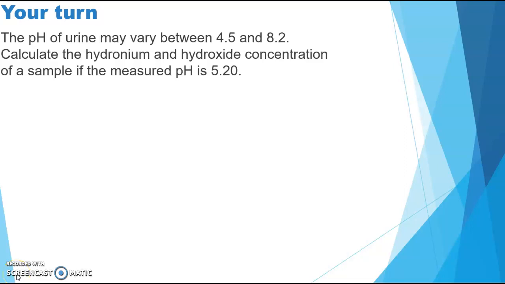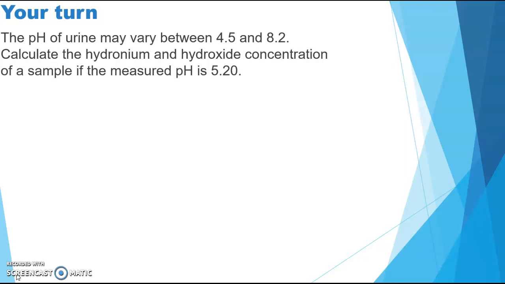All right, so this is your turn. I want you to try to solve this problem based on the 3 equations that you've learned and using your calculator and applying those sig fig rules. The pH of urine may vary between 4.5 and 8.2. Calculate the hydronium and hydroxide concentration of a sample if the measured pH is 5.20.